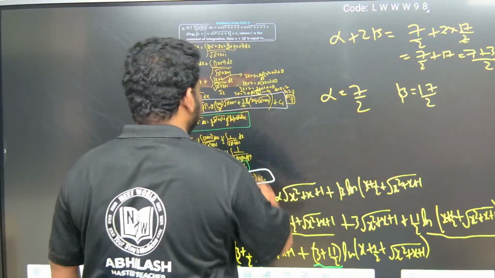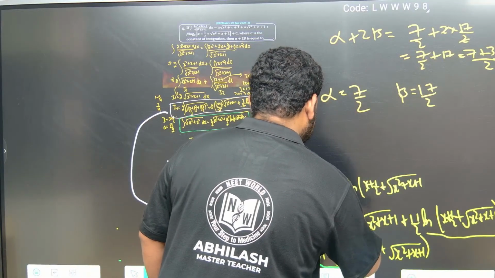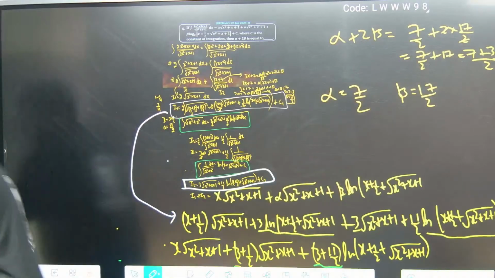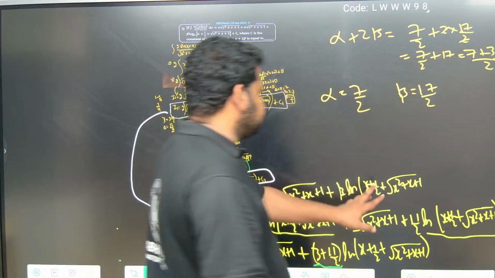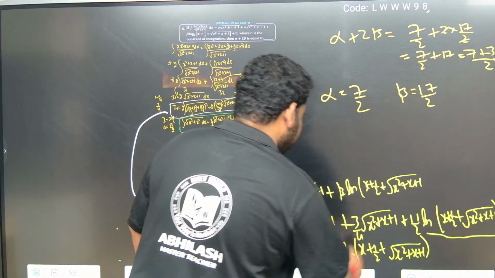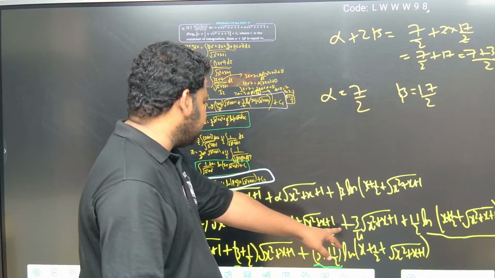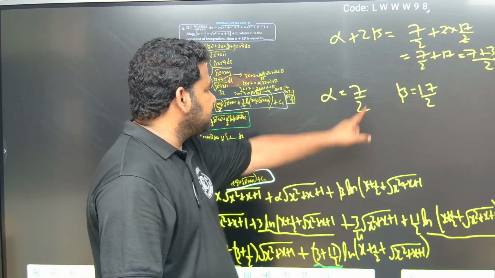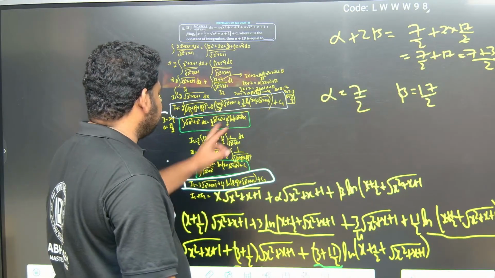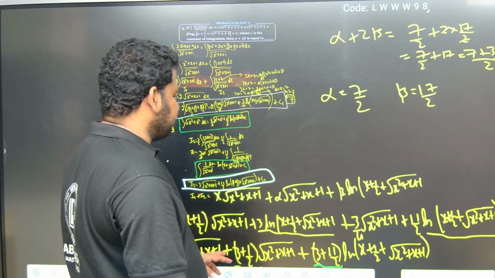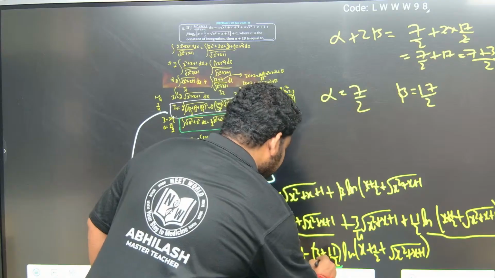This should actually be 3 by 4 here. 11 by 2 plus 3 by 4. This will become 3 by 4, I missed that out. So beta will become 3 by 4 here. This will become 11 by 2 plus 3 by 4, and the rest will remain as it is.